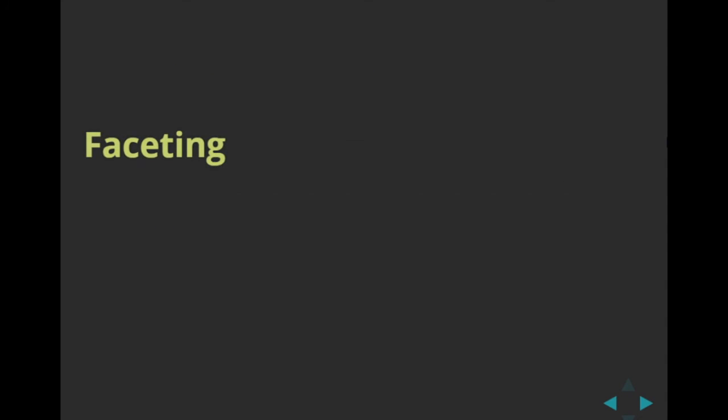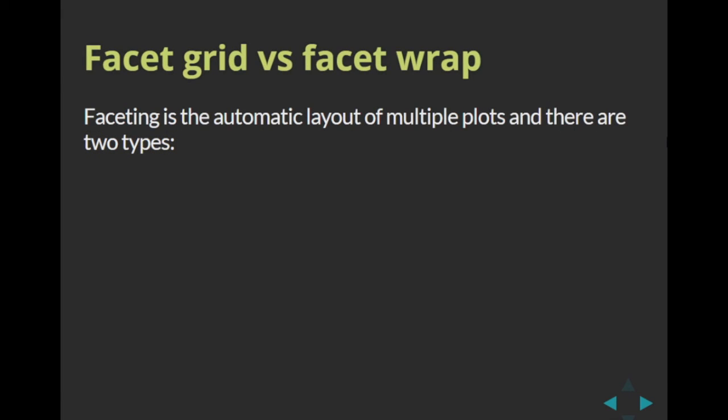So let's get to the most powerful piece of ggplot, in my opinion, and that's faceting. Faceting is creating multi-panel plots and is your savior as a data scientist. It makes creating multi-panel plots so much easier. And there are two different kinds of faceting in ggplot. One is called facet grid, and one is called facet wrap.